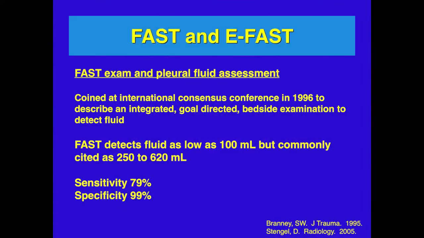The FAST and EFAST, which is extended FAST, is the regular FAST exam with an extended pleural and thoracic assessment for fluid in the thoracic space. FAST was coined at an international consensus conference in 1996 to describe an integrated, goal-directed bedside examination to detect fluid. FAST detects fluid as low as 100 mLs, but commonly cited as 250 to 620 mLs.